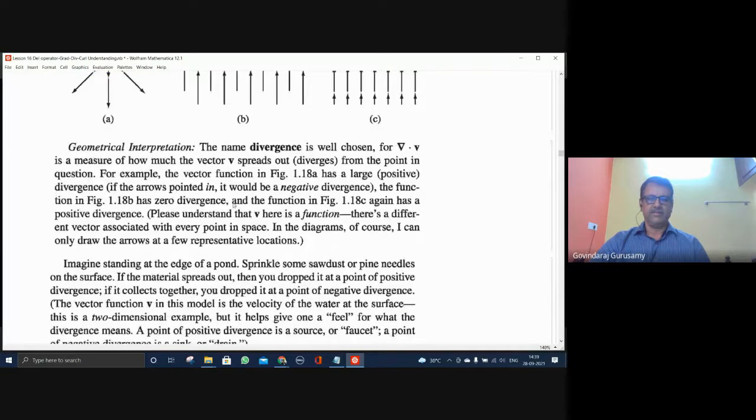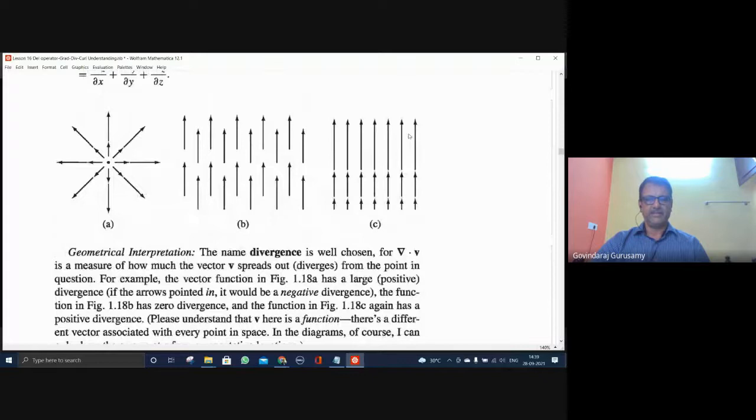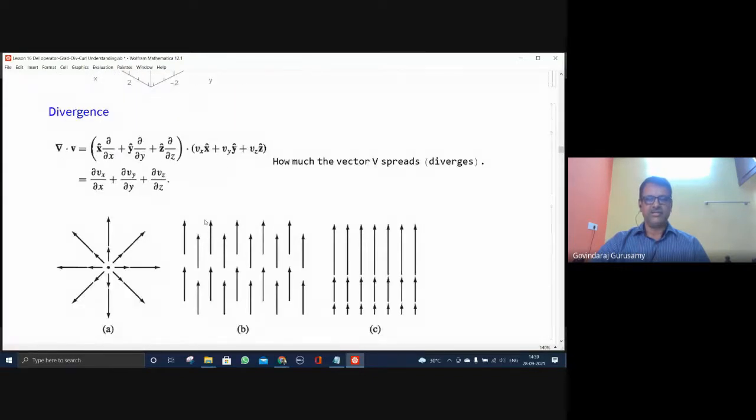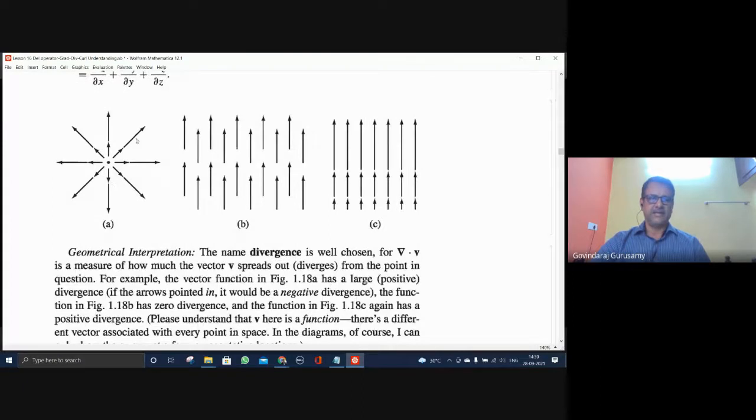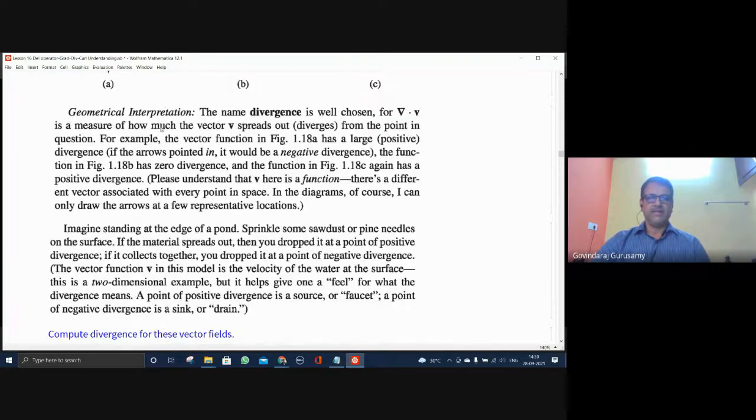Geometrically it can be interpreted like this. Geometry, which means we represent it in the form of a geometry and try to understand this divergence through these pictures. There is a divergence, there is no divergence. They are in the same direction, there is no divergence. So, geometric interpretation: the name divergence is well chosen, for del dot v is a measure of how much the vector v spreads out, diverges from the point in question.